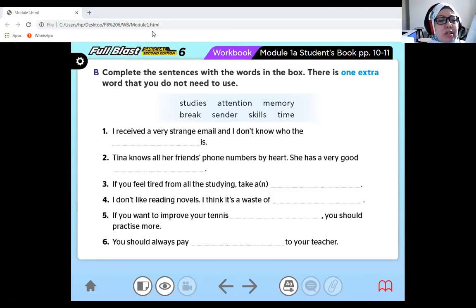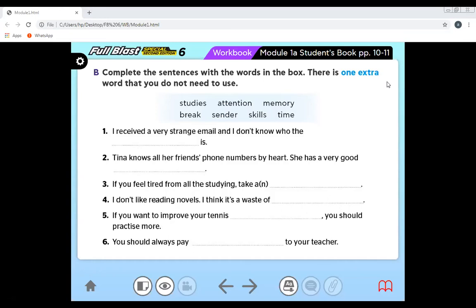Page 10, exercise E. Complete the second sentence, so it has a similar meaning. It's like a rewrite. Okay, number 1. Who can read number 1? Read, not only answer. I want you to read.